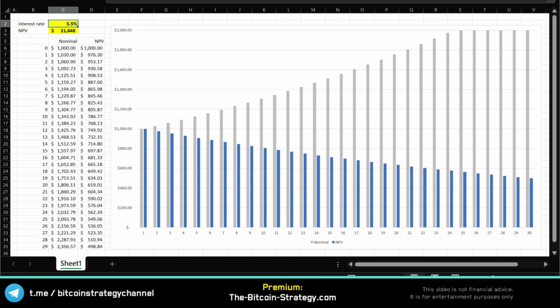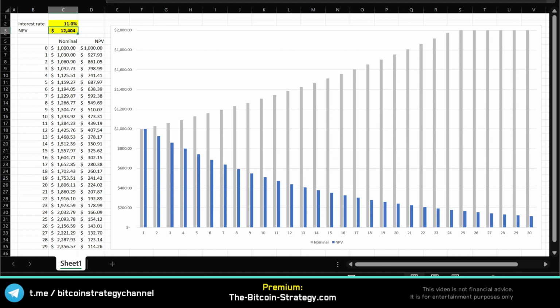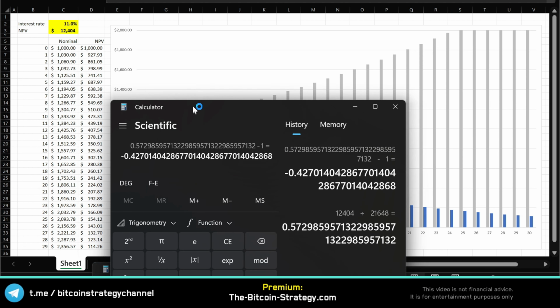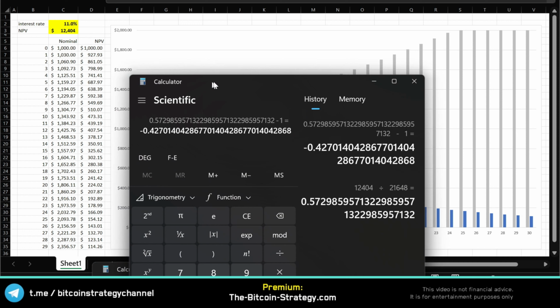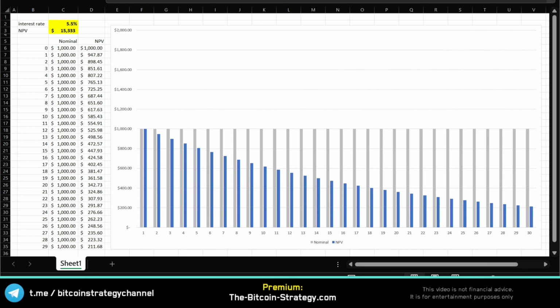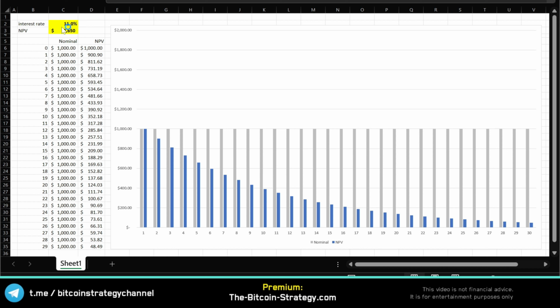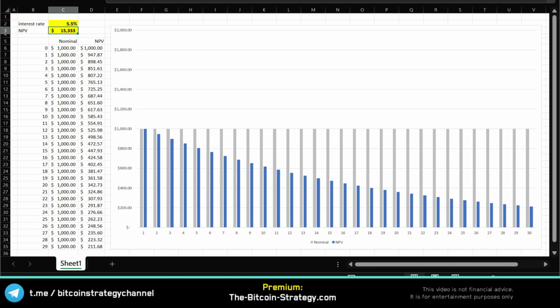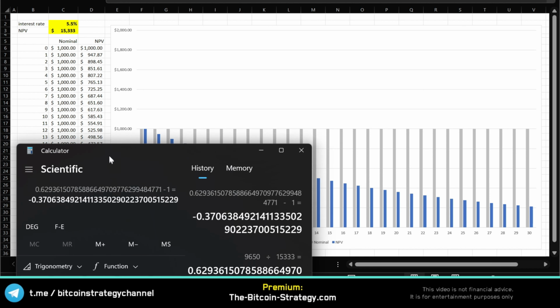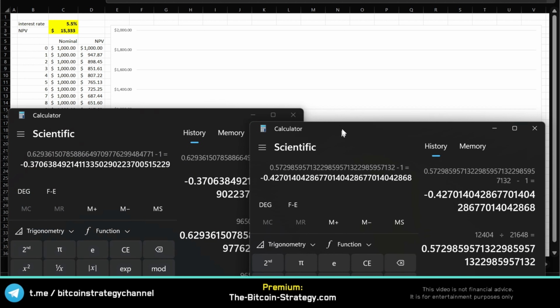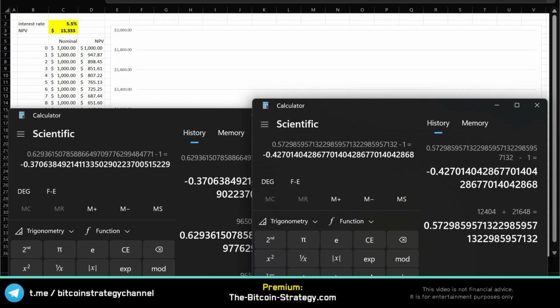Now, when we increase the interest rate, let's say we double it, then the value of our growth stock will plummet, in theory, to 12,404. So that's a drop of 42, 43%. And let's go back to our stable stock. After the interest rate increase, it's worth $9,650. Before the interest rate increase, it was $15,333. So the stable stock only lost 37%. The growth stock loses more during interest rate hikes than the stable stock.